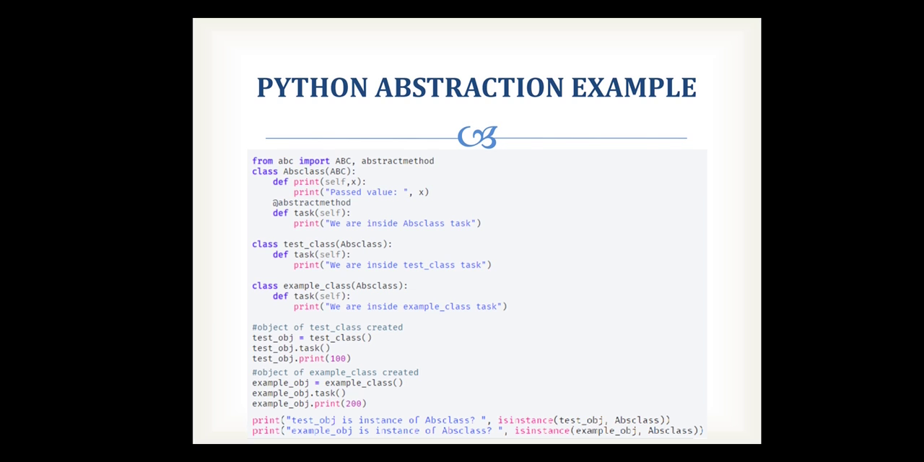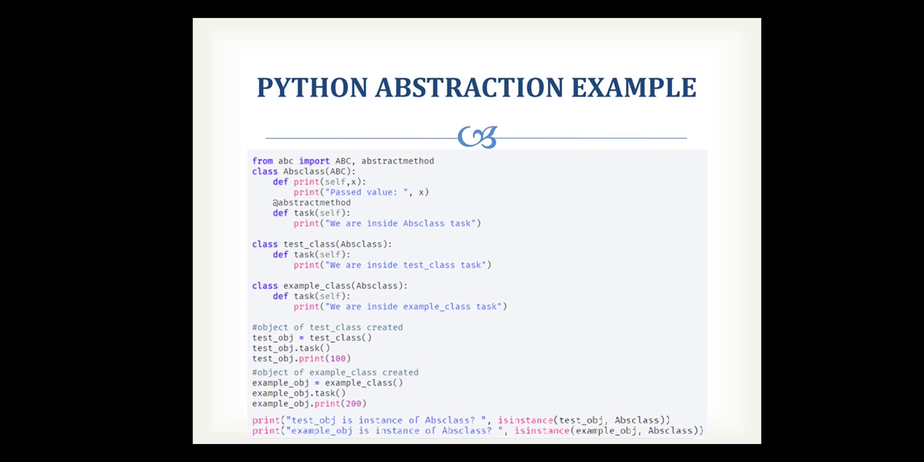Okay, so now we are going to see a detailed example. Here we have created the abs class, and we are specifying the abstract method also, that is task. The print method is a normal method and the task method is an abstract method. Then again we are creating a test class, and here task is also a normal method. Then we are creating example_class, which is also related to the abstract class, and we are specifying the task method, which is also a normal method.